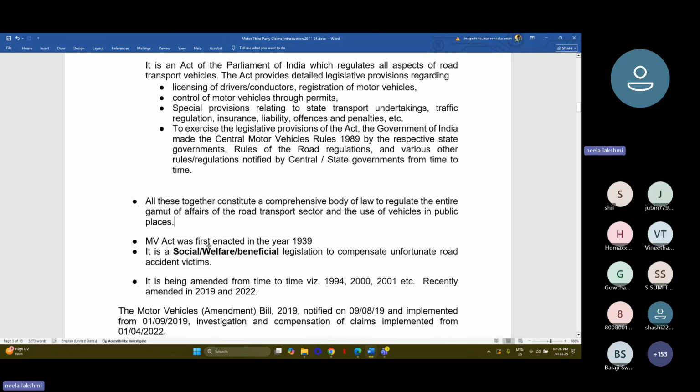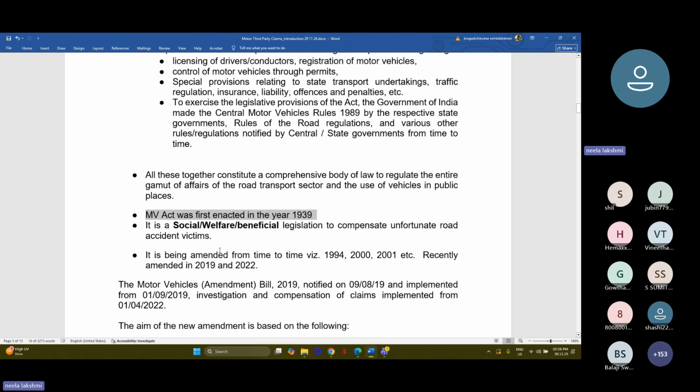When was it first enacted? The MV Act was first enacted in the year 1939. It is a social welfare beneficial legislation. Please try to understand the terms. Social welfare beneficial legislation to compensate the unfortunate road victims. Why do we call it a social welfare beneficial legislation?